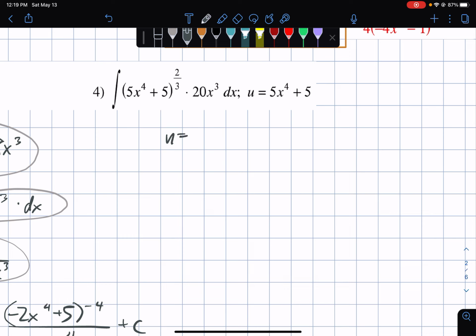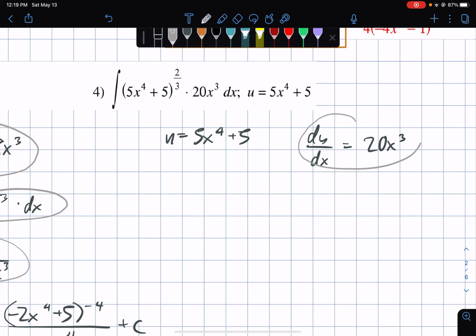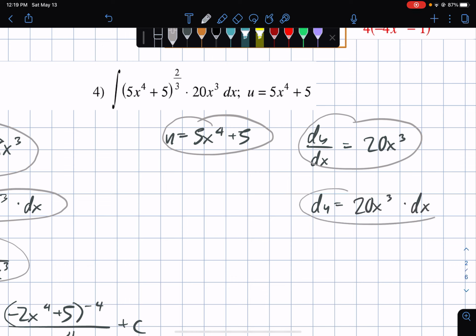u is equal to 5x raised to 4 plus 5. du over dx is equal to 20x raised to 3. du is equal to 20x raised to 3 times dx. And then dx is equal to du over 20x raised to 3.